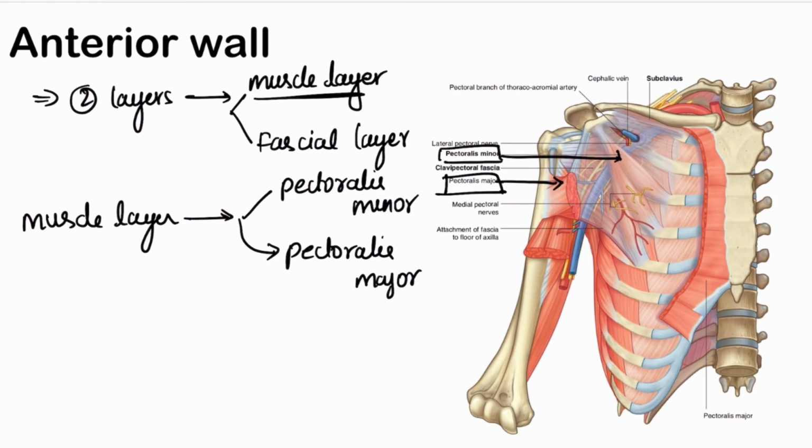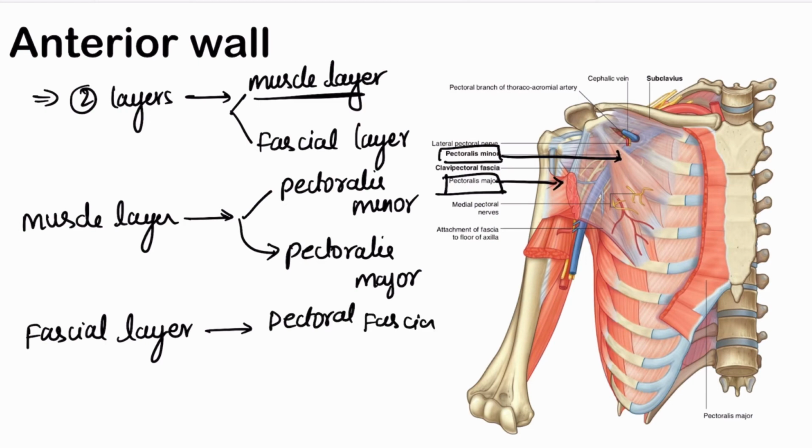Now let us look at the fascial layer. It is formed by two fascia, that is pectoral fascia and clavipectoral fascia. This is the clavipectoral fascia here, and we cannot see the pectoral fascia in this diagram.